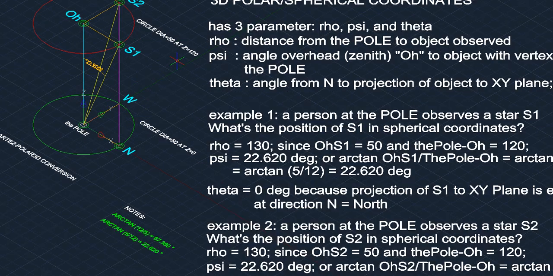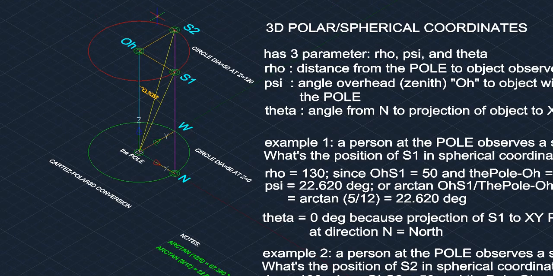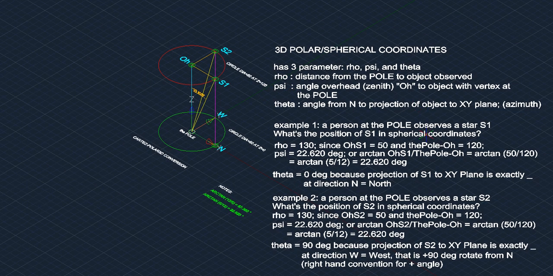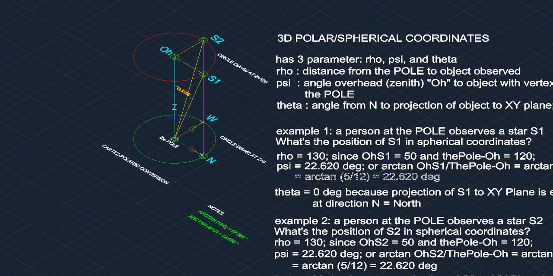Okay, example 2, we have a star S2 here. What are the spherical coordinates? Rho is the same, 130 units, because overhead to S2 is 50 units and overhead to the pole is 120 units. So the arctangent is 22.62 degrees.